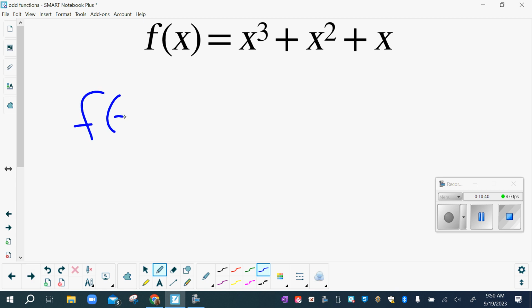Here we go, f of negative x. And if you're getting good at these and you want to leave that negative 1 out, you do you. I'm going to leave it in because it makes me happy because I have a small life.